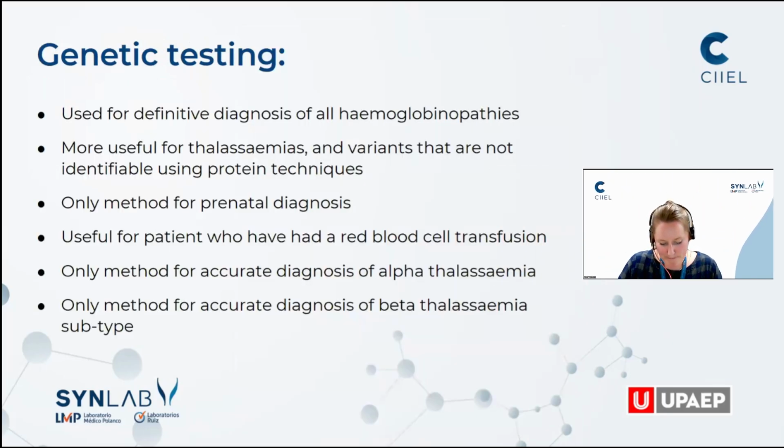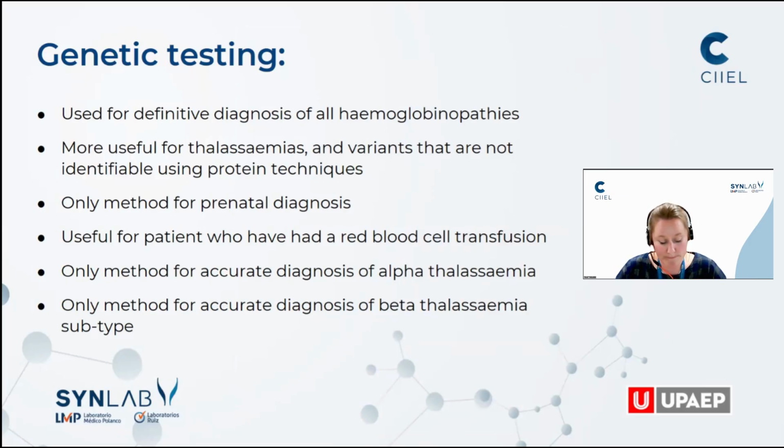And now moving on to the genetic testing. So that's what we do here in my lab. Now, genetic testing is used for definitive diagnosis of all hemoglobinopathies. Now, the full blood count and the protein screening can be used diagnostically for many types of hemoglobinopathy. So sickle cell disease, you don't normally require genetic testing. The only time when it is useful is to confirm the genotype.